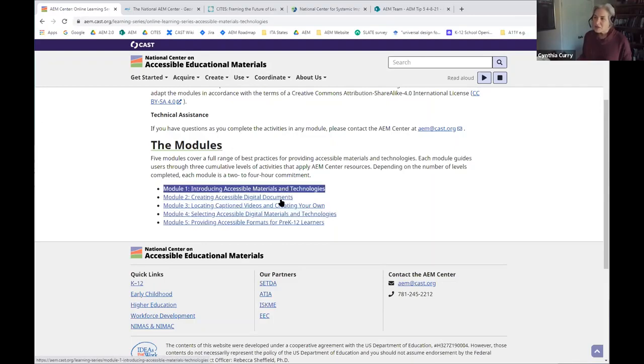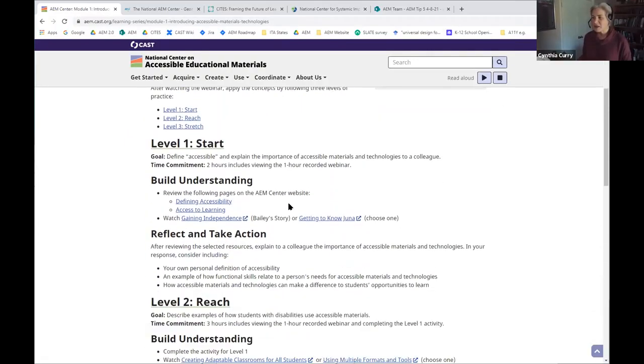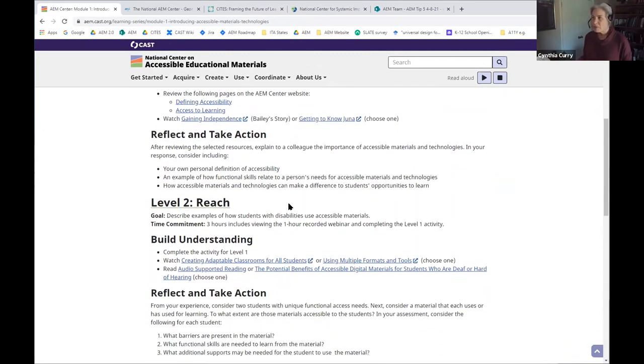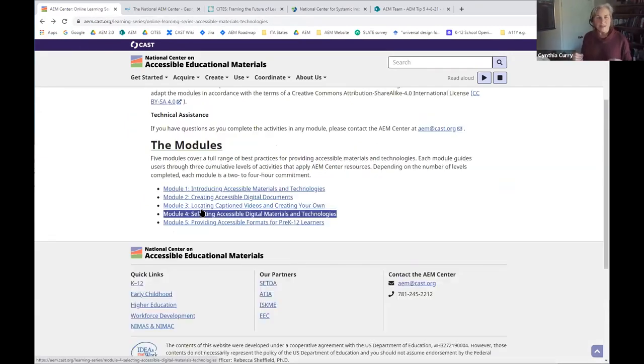So what you'll find in the first one is really for those individuals who are just starting with understanding what the term accessible means, as well as what some of the considerations are for identifying what accessible materials and technologies are. And then the next 3 are really about thinking about accessibility from the perspective of everyone, and from a systems level, prioritizing from the beginning providing accessibility for all students, not just students with disabilities.